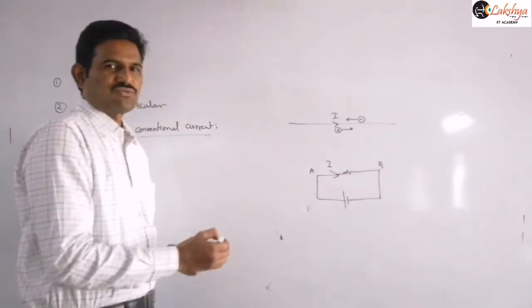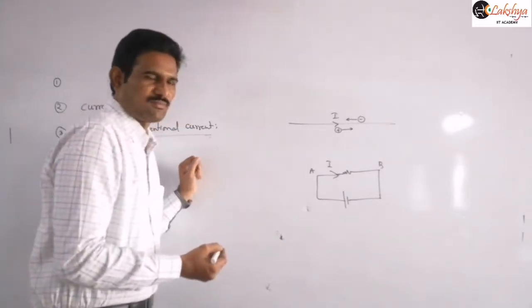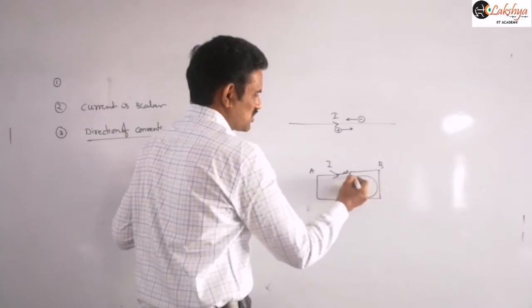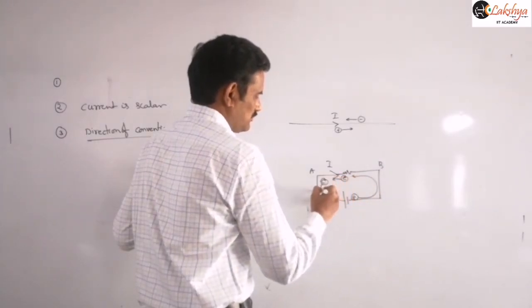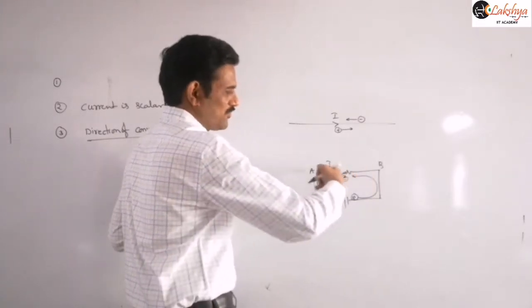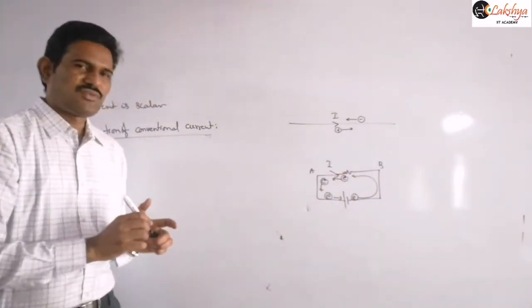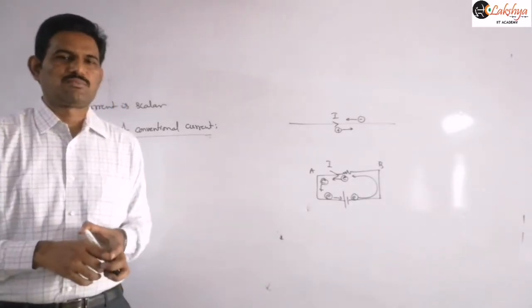But what actually flows here is electrons. The electron flow will take place from the negative terminal to the positive terminal. A large number of electrons will be there, and those electrons flow from the negative to the positive terminal, which is opposite to the direction of the current flow here. So we should remember that point about the direction of current.